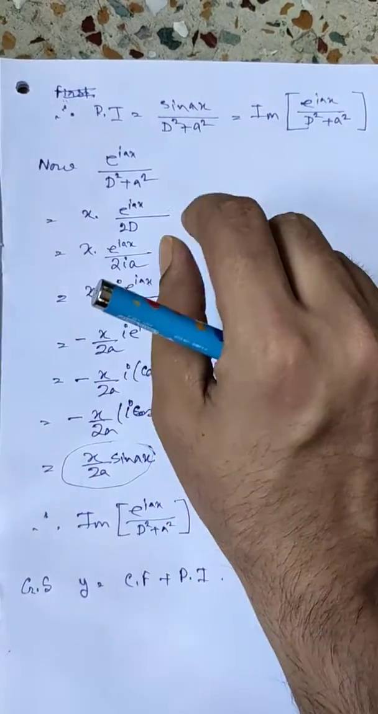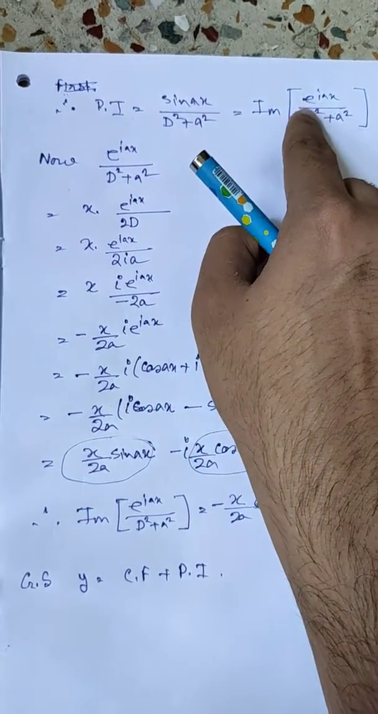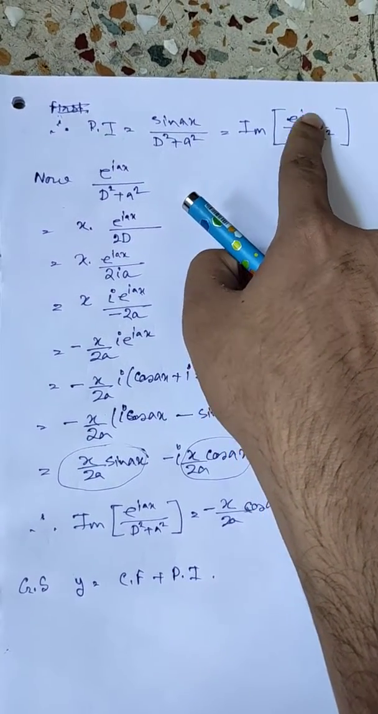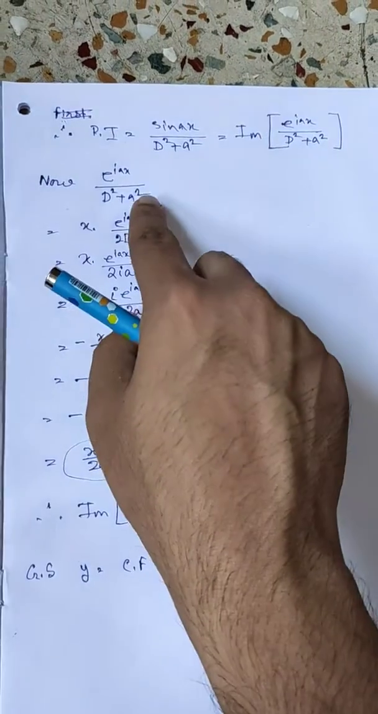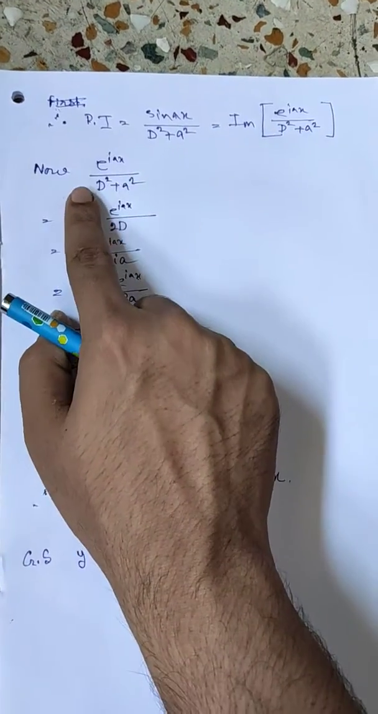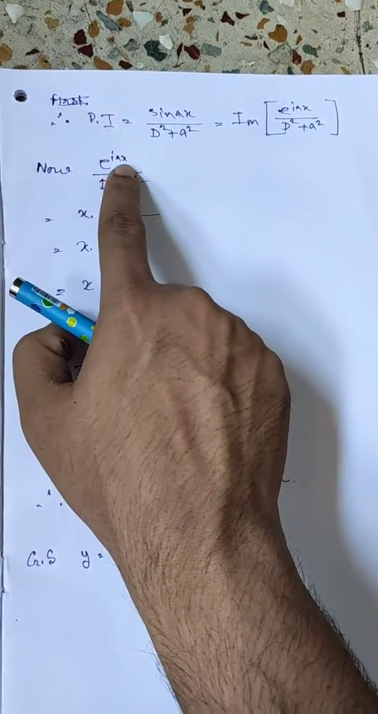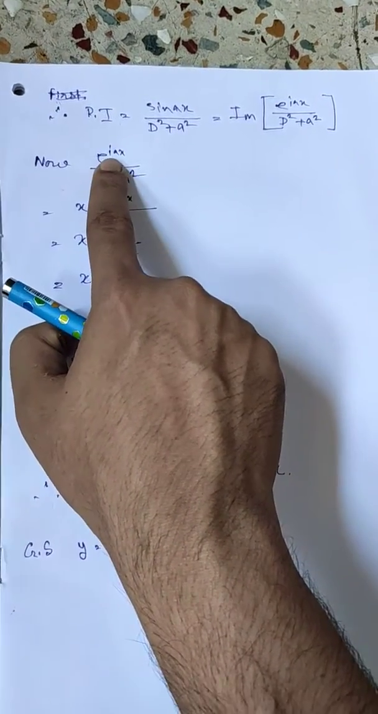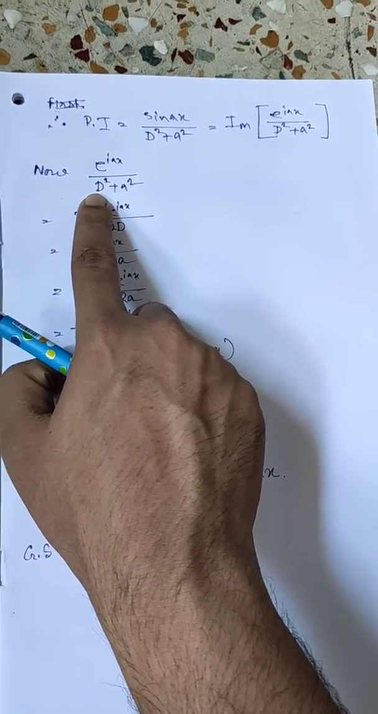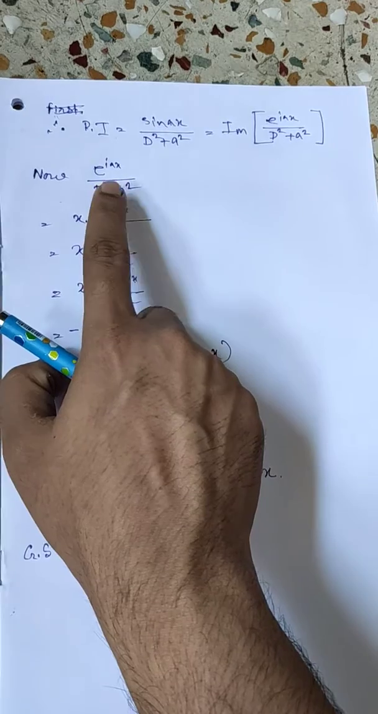Now according to the problem, our particular integral is this part, which is nothing but the imaginary part of e to the power iax by this. Whatever value I get from here, I have to take the imaginary part, which is equivalent to this. Now what will I do? e to the power iax by D squared plus a squared. This is the previous method, that is e to the power ax by f of D, where a is ia here. So what will I do? I replace D with ia. If I put it here, then this will become 0. I hope you understand this one.